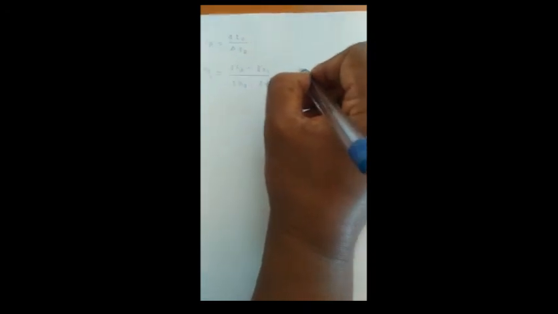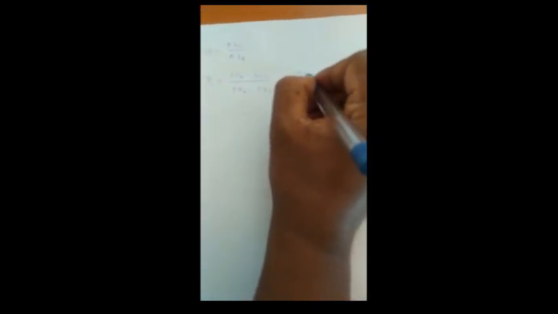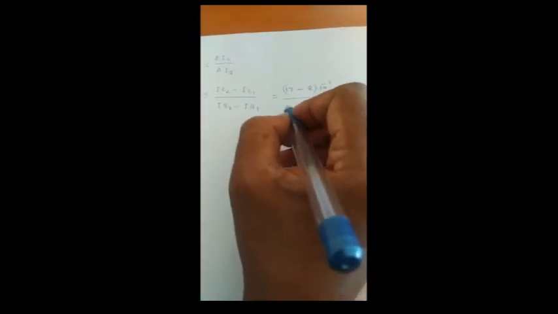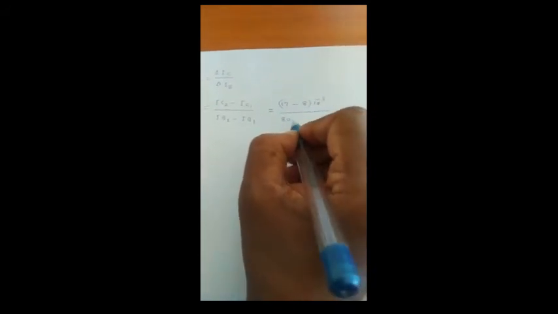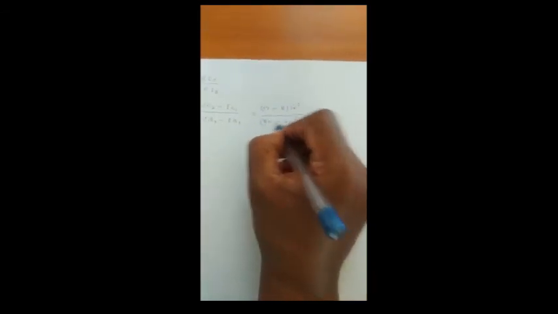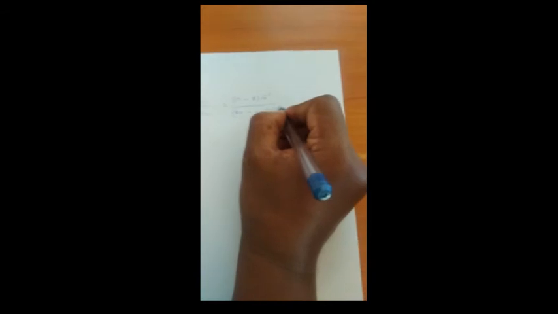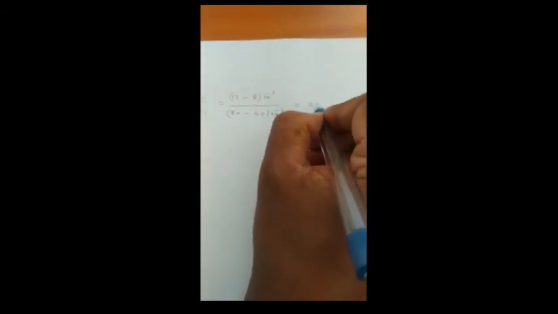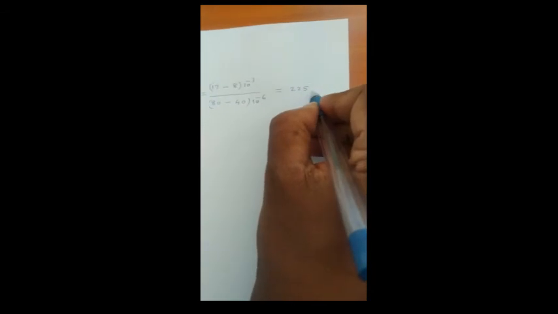Now let us substitute the values that we obtained. IC2 is 17 milliamps minus IC1 is 8 milliamps, so 10 to the power of minus 3, divided by IB2 which is 80 microamps minus IB1 which is 40 microamps, 10 to the power of minus 6. After simplification, you are going to get the value of beta 1 equal to 225.